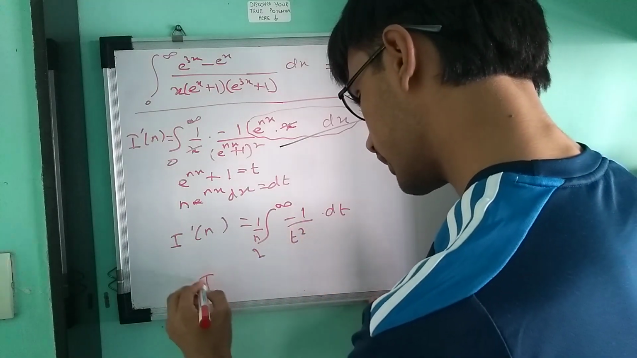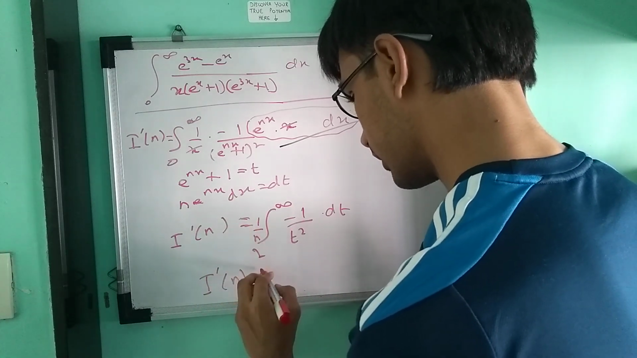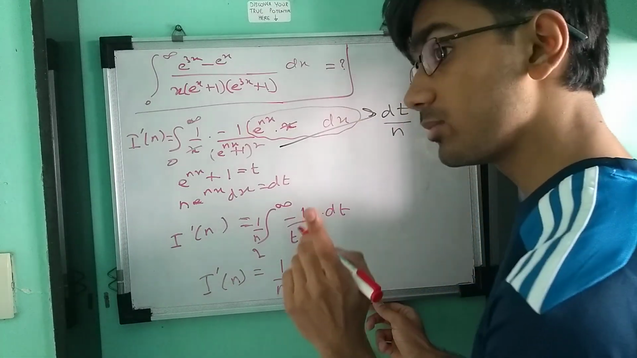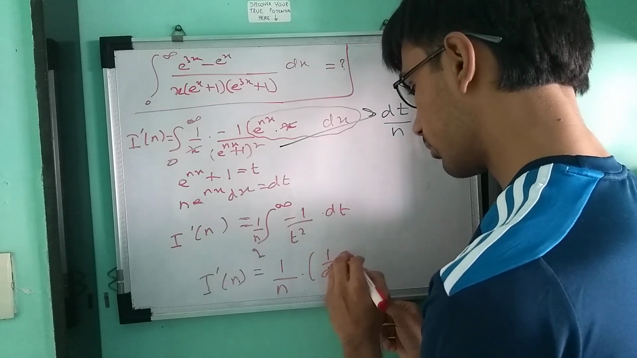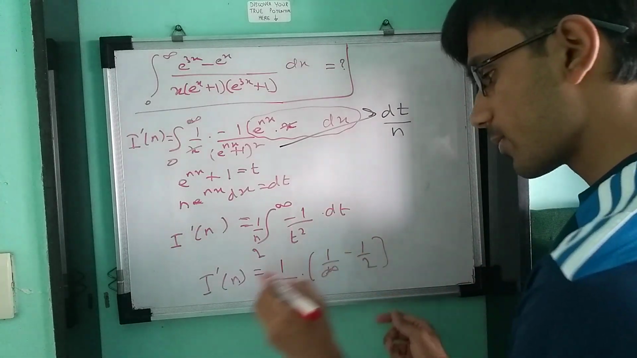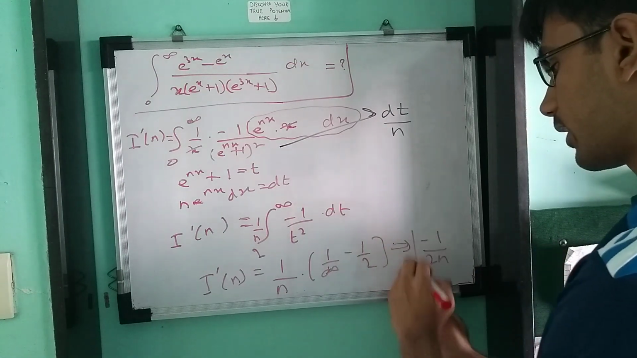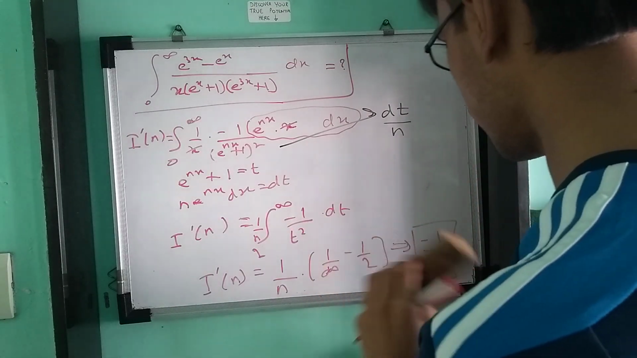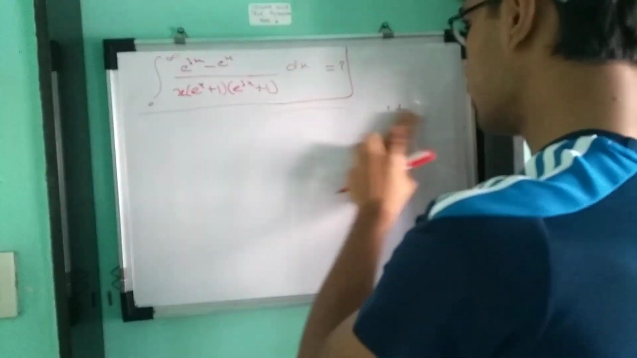Now we all know how to integrate this. This is nothing but 1 by t. So that's 1 by n into 1 by t going from 2 to infinity. So that will become 1 by infinity minus 1 by 2. 1 by infinity is 0. So therefore I dash n is minus 1 by 2n. Okay? Great.